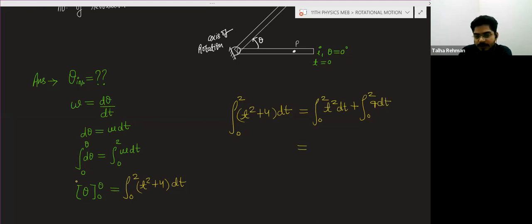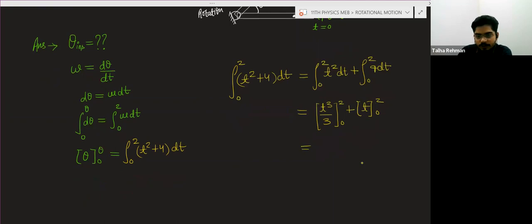So integration of t square will become t cube divided by 3, and limit of integration 0 to 2, plus this 4 you can take out of the integration, and here will be only dt. Integration of dt is t, and limit you will apply 0 to 2. First you will write upper limit minus lower limit. So you will put the value of 2. This will become 2 cube minus 0 cube, plus here you will write 2 minus 0.